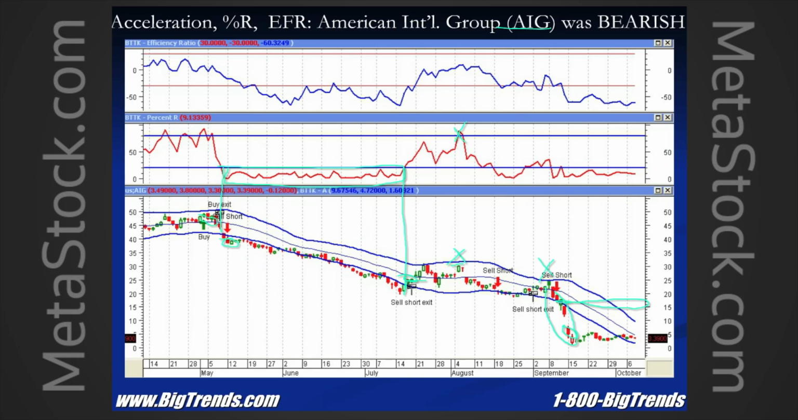You can see it tested the upper acceleration band even there in early September of 2008, but notice percent R and efficiency were nowhere near their buy zone levels, and then eventually got another sell back there at 17 on the way down to about 3 and change. So certainly something where you can see the power of that, how it looks, and how we can all benefit from those super strong trends.